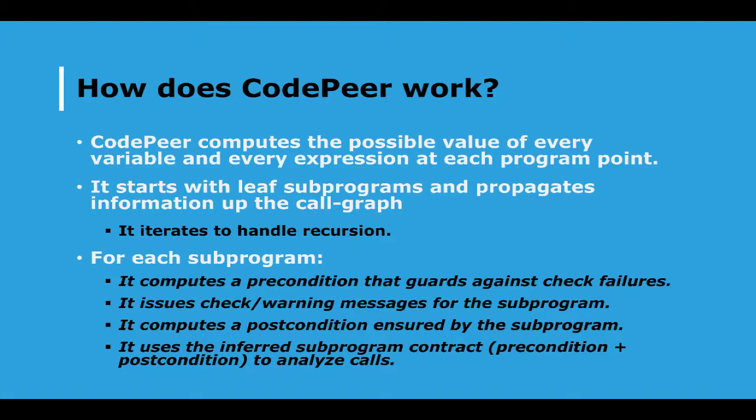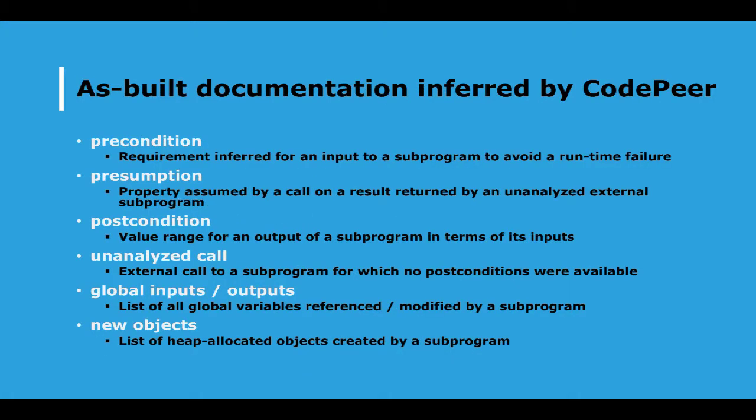If it was expected to handle all values, let's say up to 100,000, and CodePeer has determined that if one of the inputs goes above 10,000, there's a danger that there might be some sort of a failure, an overflow or a range failure, then that's something interesting for the subprogram. So we call this as-built documentation. And the kinds of as-built documentation that are inferred by CodePeer are of various sorts. Preconditions is the one I've talked about so far.